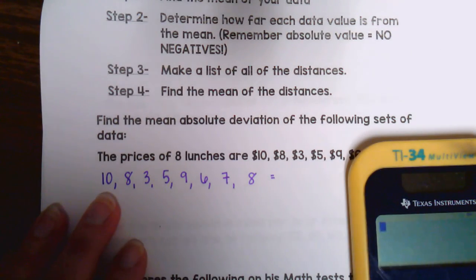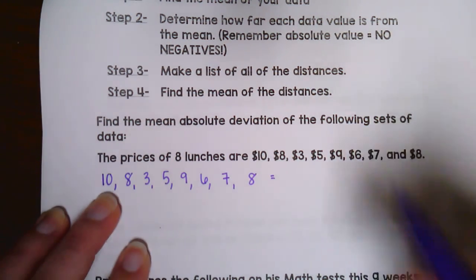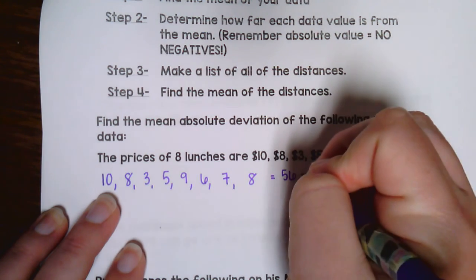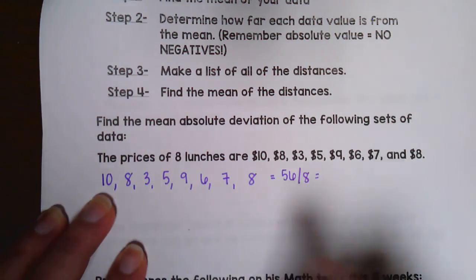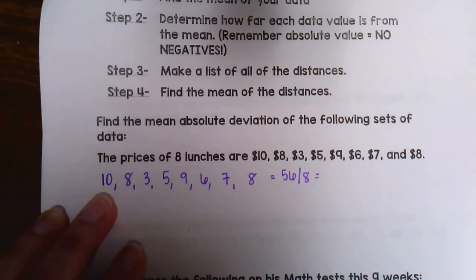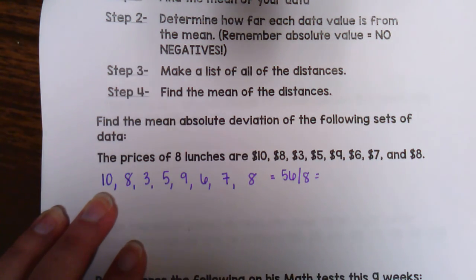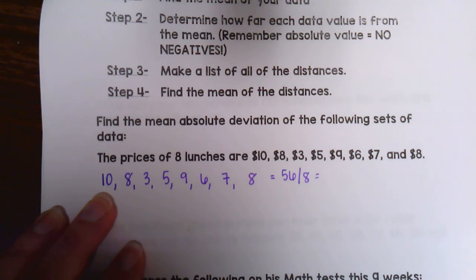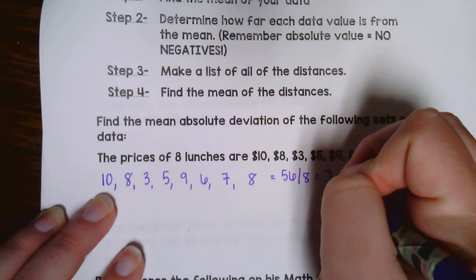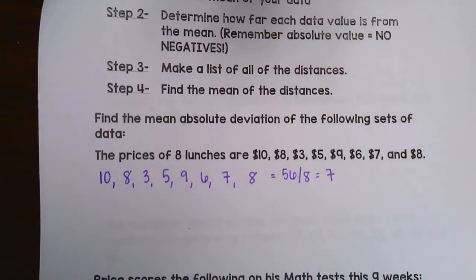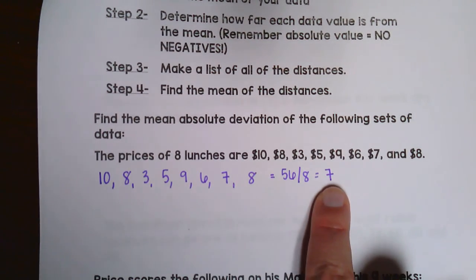You guys know what I'm about to do. I'm going to add 10 plus 8 plus 3 plus 5 plus 9 plus 6 plus 7 plus 8. That gives me 56. Then I take 56 and divide it by 8 because there are 8 pieces of data. I'm going to double check myself, because I was putting stuff in the calculator as I was trying to talk and I have already confused myself. Oh, I'm sorry, it gives you 7. I tried to do too many things at once and got myself distracted. So the mean of my data is 7.